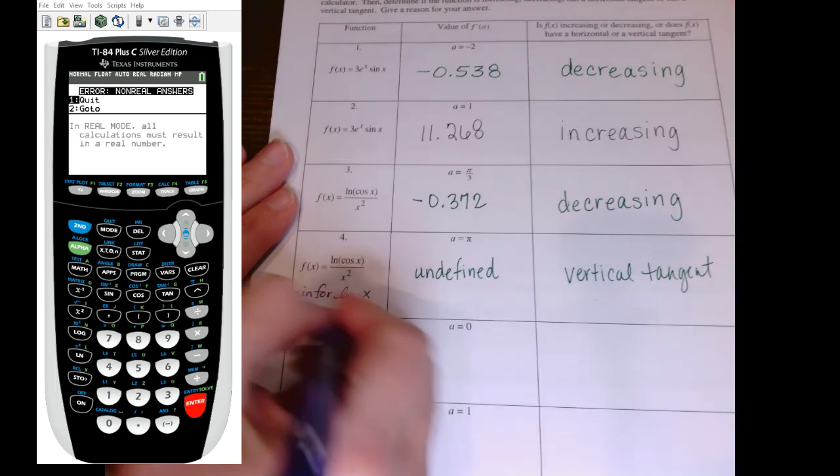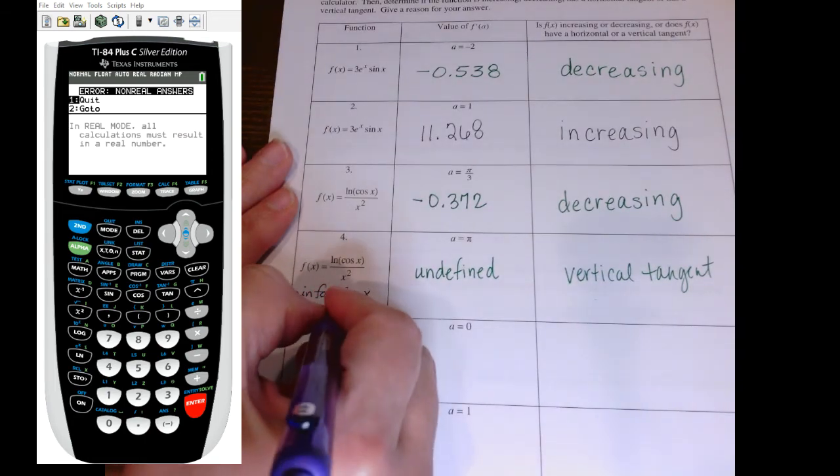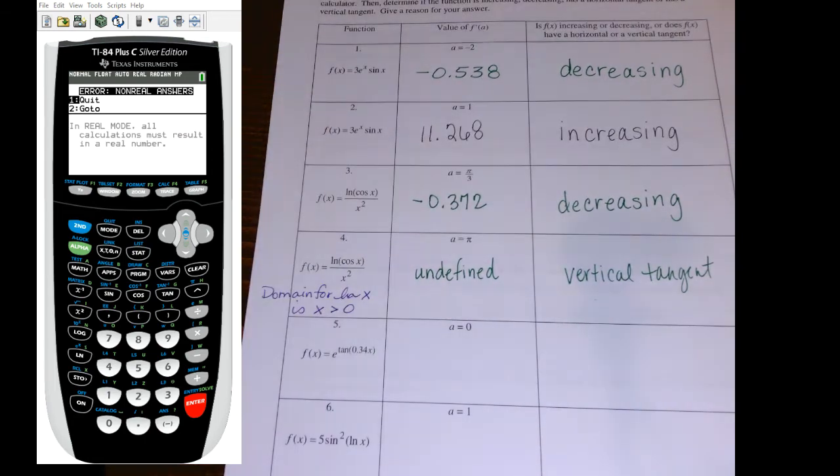Exactly. The domain for the ln of x is that x has got to be greater than 0. So when you tried to get ln of -1, I can't even do ln of 0. It's got to be greater than 0. It's got to be positive. That caused us to have an undefined value at our derivative. These ln's, they keep coming back at us. All right, friends, let's keep going.